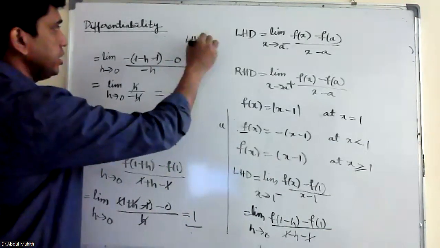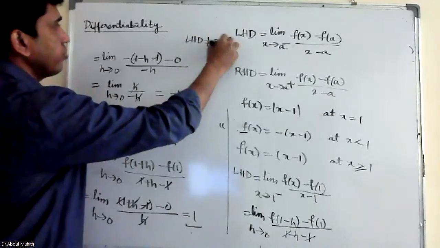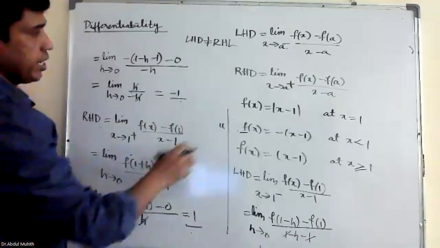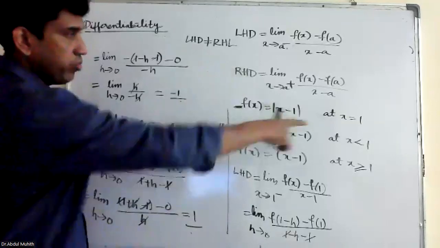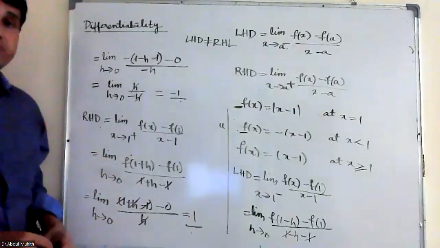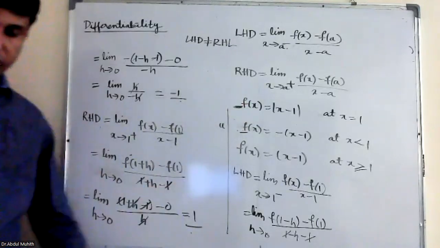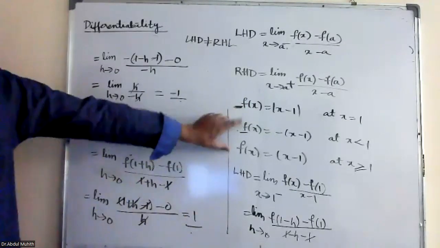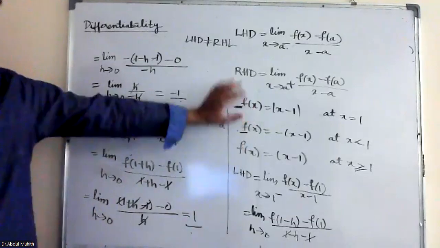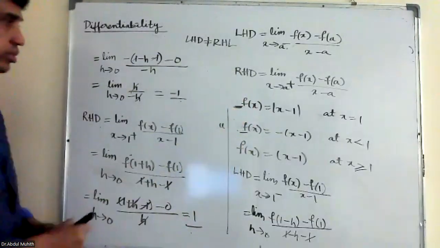LHD, is it equal to RHD? No. They are not equal. That means the function f of x is not differentiable at x is equal to 1. So both functions are not differentiable? No, it is a mod function. This is the question actually. This is your question.